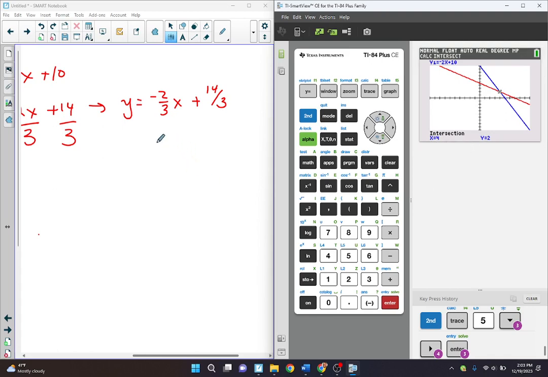So it's 4, 2, which matches the answer we found when we did it by hand. This one's a little ugly because they turn into fractions, but if you want the calculator, do the calculator. If you want to do it by hand, do it by hand. Okay.